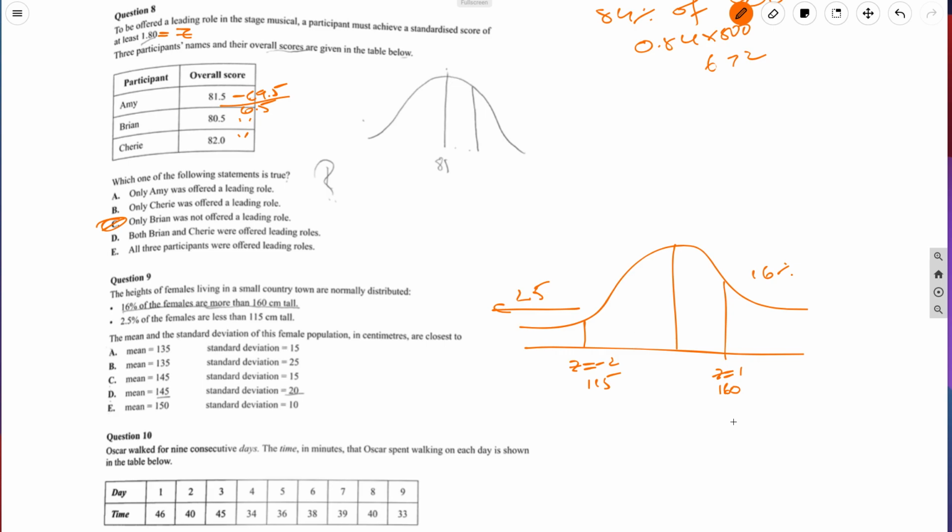So what is the mean and the standard deviation? If we count out the number of standard deviations here, we have 1, 2, 3 standard deviations between them. So if we do 160 minus 115 divided by 3, we get our standard deviation of X. That would give us 45 divided by 3, so 15 for the standard deviation. So it's either A or C. And then the mean would be 1 standard deviation back from 160 or 2 standard deviations forward from 115. So if we minus 15 backwards, we then get 145. Yeah, 145. And so therefore, the answer would be C.